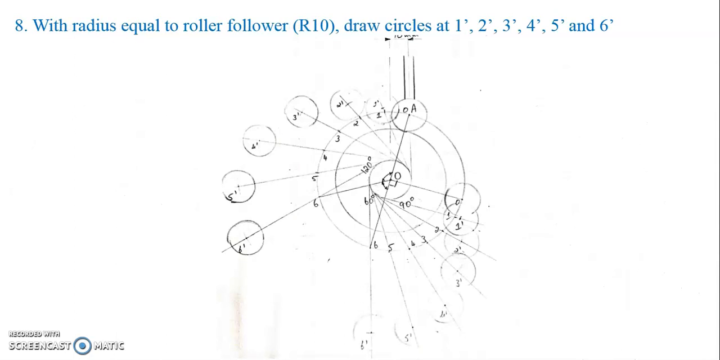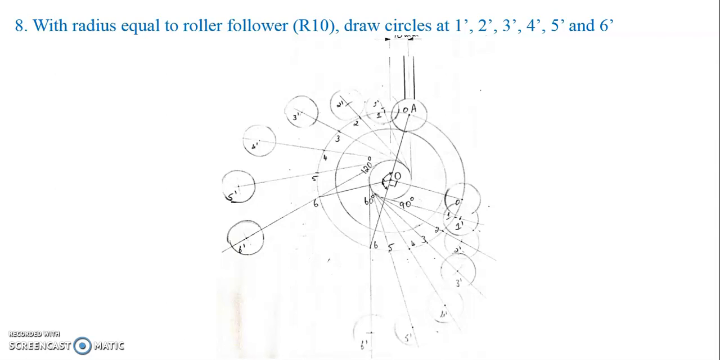Okay, next point number 8. With the radius equal to the roller follower radius, because the roller follower is given a diameter of 20, so the roller radius is 10. Draw circles, keeping centers at 1 dash, 2 dash, 3 dash, 4 dash, 5 dash, and 6 dash.